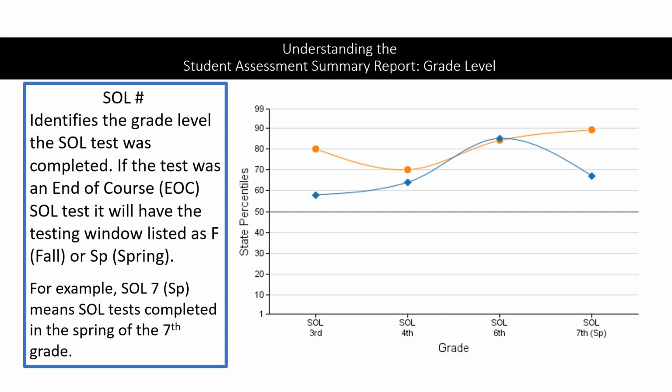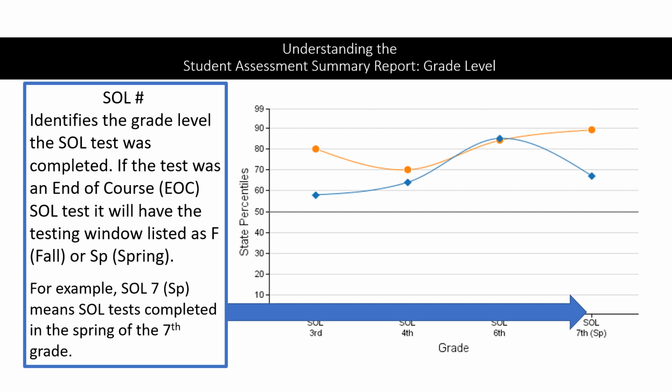If the test was an end of course EOC test, it will have the testing window listed as F for fall or SP for spring. For the example on the screen pointed to by the blue arrow, it says SOL 7th (SP). That means the student completed those 2 SOLs in 7th grade, in the spring of their 7th grade year.